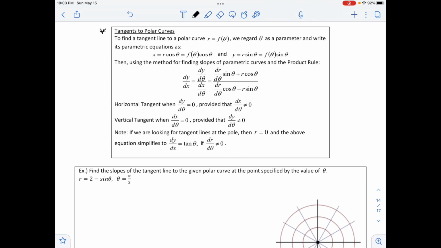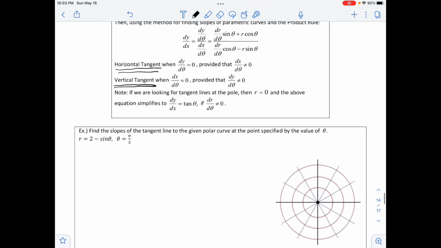And again, horizontal tangents occur when dy/d theta is equal to 0, provided that dx/d theta does not equal 0. And vertical tangents occur when dx/d theta equals 0, provided that dy/d theta doesn't equal 0. Note, if we are looking for tangent lines at the pole, then r equals 0, and the above equation simplifies to dy/dx equals tangent of theta if dr/d theta doesn't equal 0.